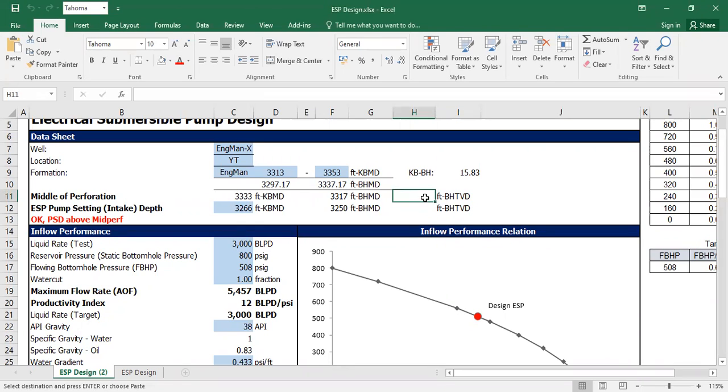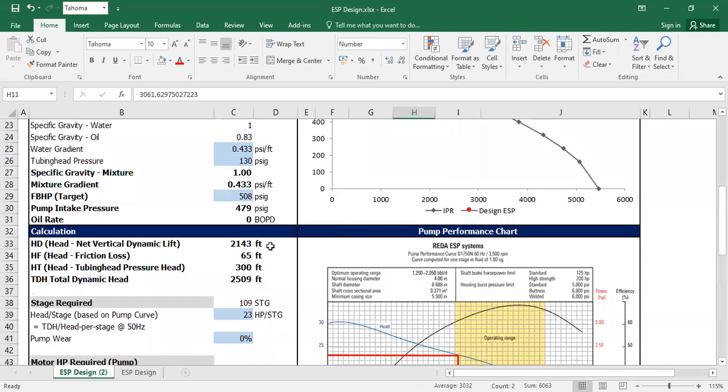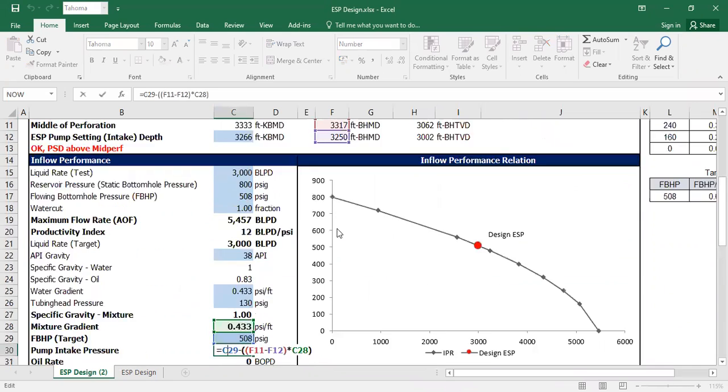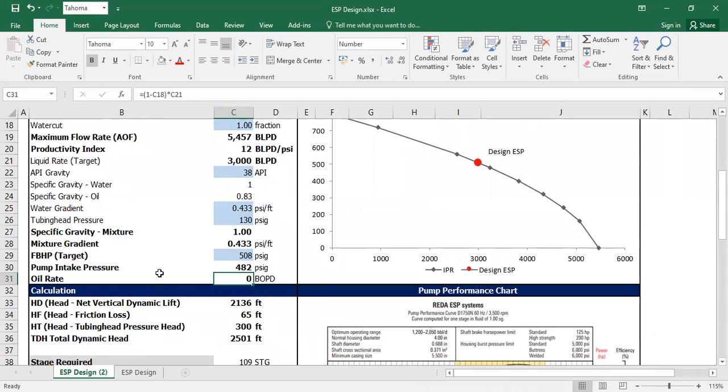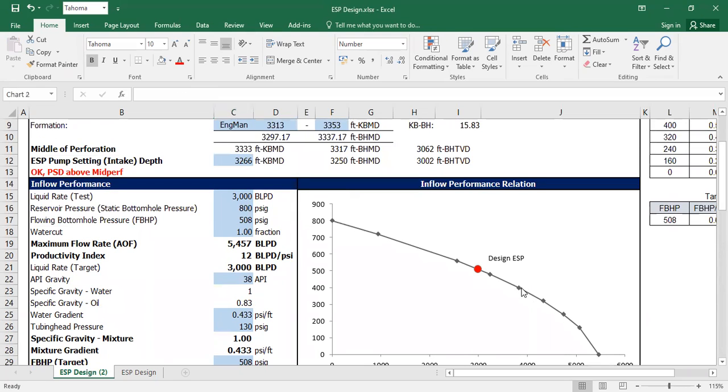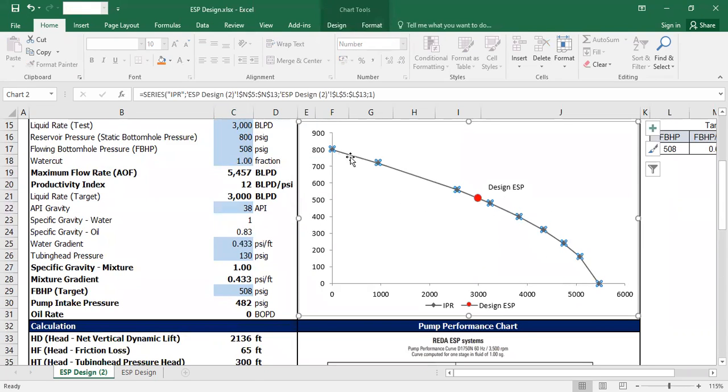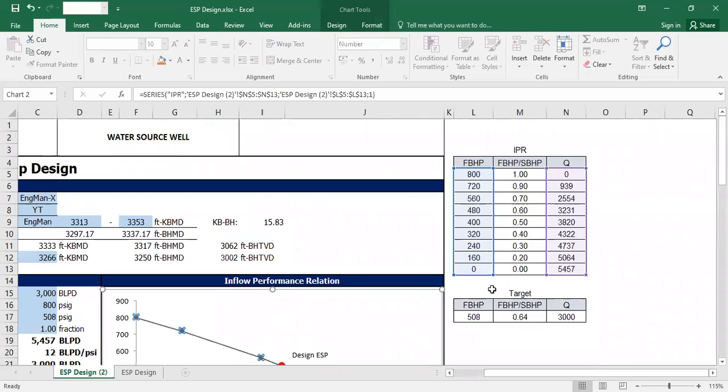So the true vertical depths are these two. The distance between the mid perf and the ESP pump setting depth is 60 feet in true vertical depth. So the pump intake pressure, I will change it to this. The pump intake pressure will be 182 psig. You can see here we have the IPR plot. It's generated using this table.